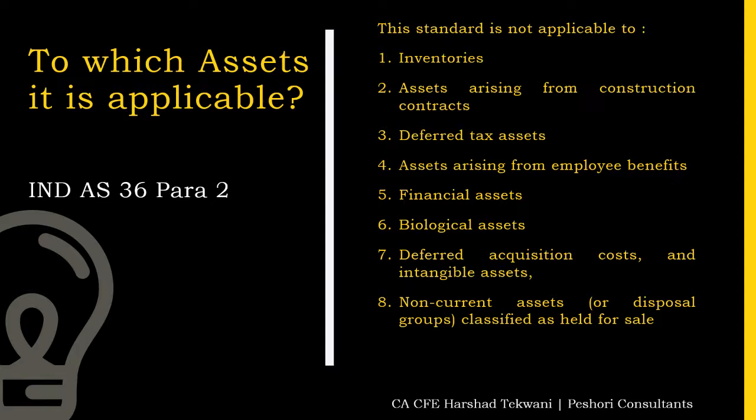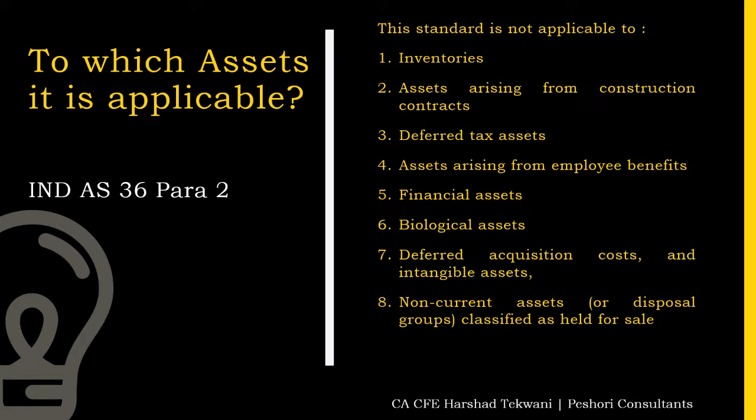So in that case, it is already covered by that. The standard AS 12, income taxes, already covers that portion. Hence, it has been excluded from this standard specifically. Okay, now moving ahead, asset arising from employee benefits.